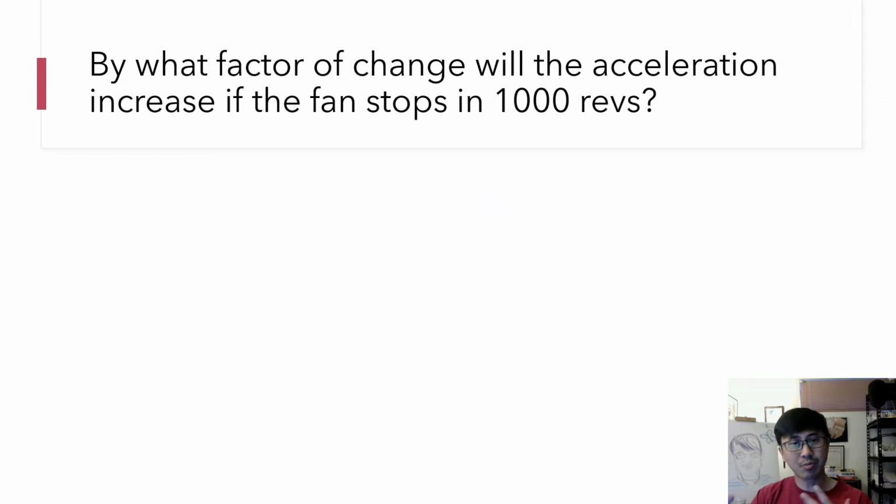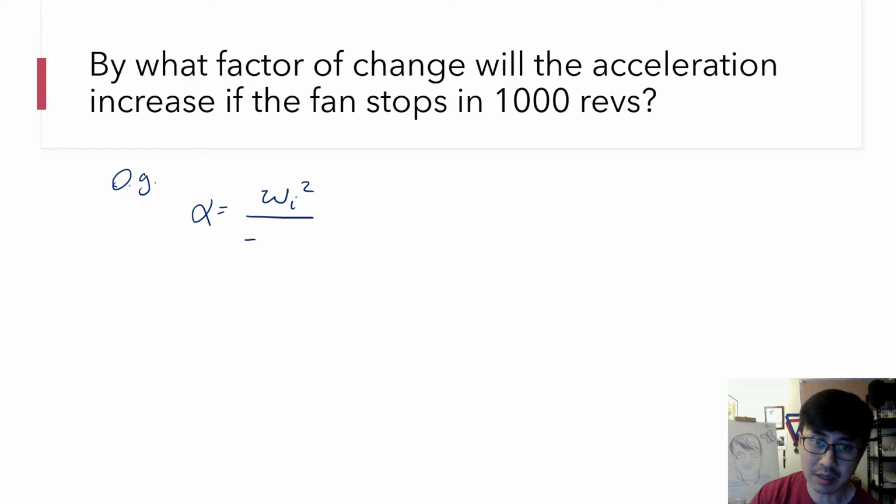Okay, this is the most important part. This is kind of the new skill that we need to practice, which is this thing called factor of change. So the rules go like this. We start with an original equation, or derived equation, which is alpha is equal to omega initial squared divided by negative 2 times the change in displacement, right? So this says by what factor of change will occur if the fan stops in 1,000 revs. So that means the displacement is 2 times the displacement, right?